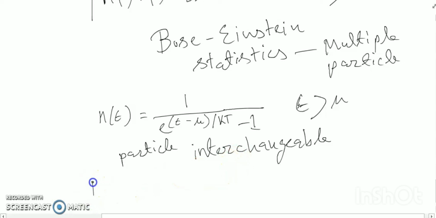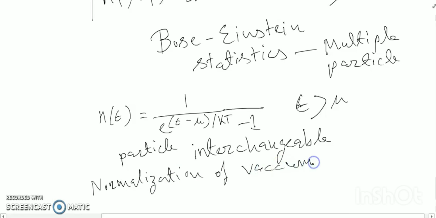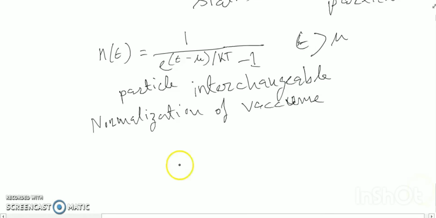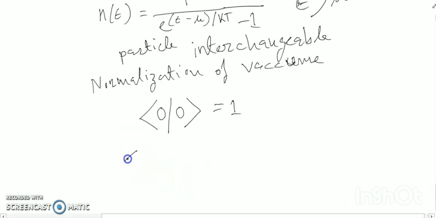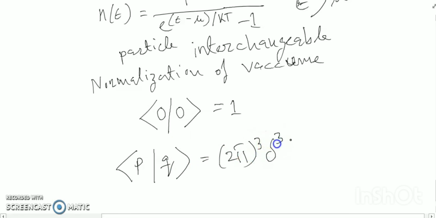What is the normalization of the vacuum? We will choose the normalization such that the inner product of the vacuum with itself is 1, and for two states p and q, the inner product is (2 pi)^3 delta^3(p minus q).